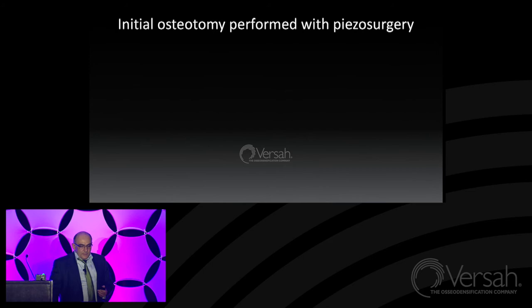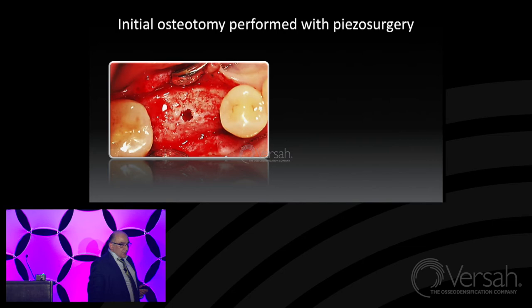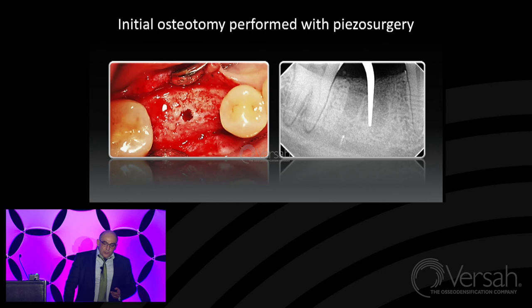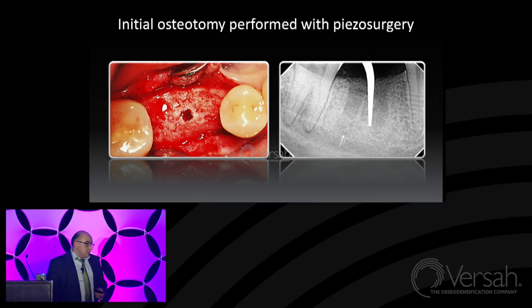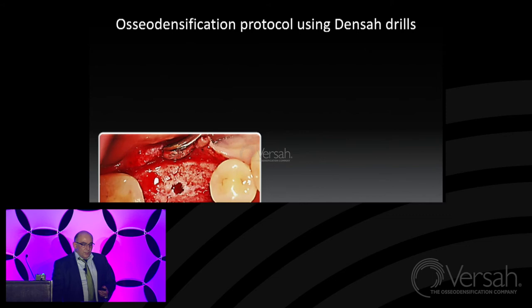And using piezo surgery tips, we make our initial osteotomy preparation, making sure that the direction is okay, so we are parallel with the neighboring tooth. Then using osseodensification protocol, using dense drills, we enlarge the osteotomy site.